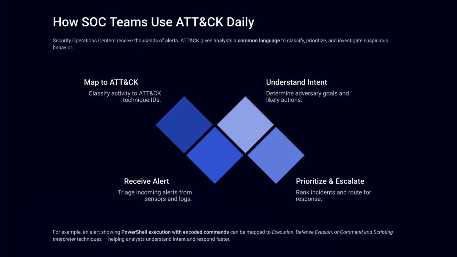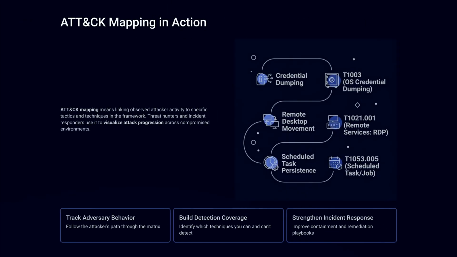The process involves receiving an alert, mapping the activity to ATT&CK techniques, understanding the adversary's intent, and prioritizing for response. ATT&CK mapping links observed activity to specific tactics and techniques, allowing threat hunters to visualize attack progression. This practice is used to track adversary behavior, build strong detection coverage, and strengthen incident response playbooks.